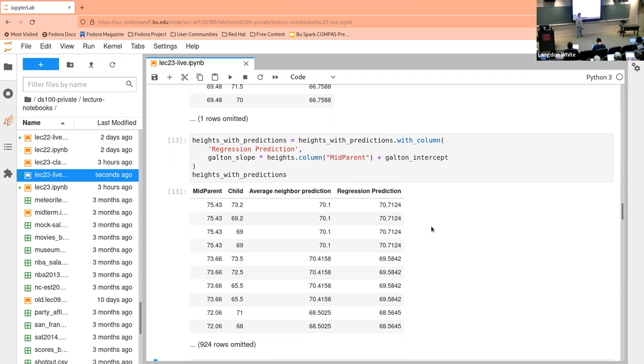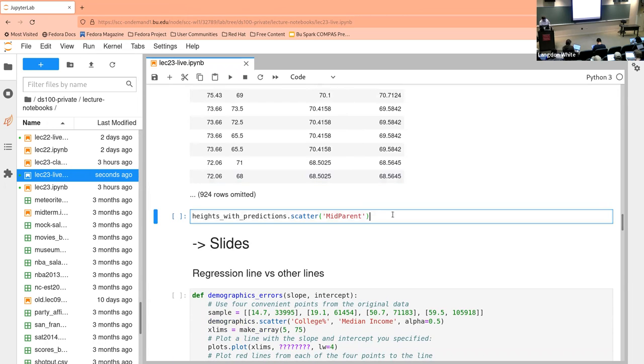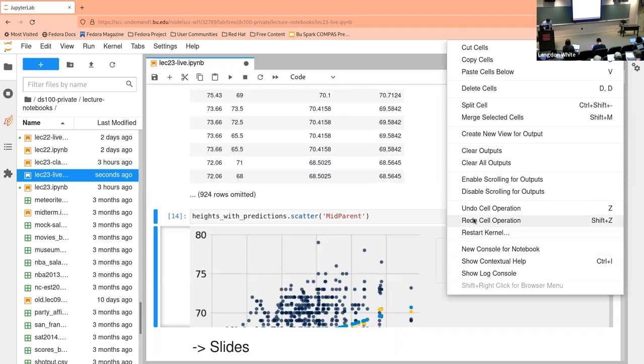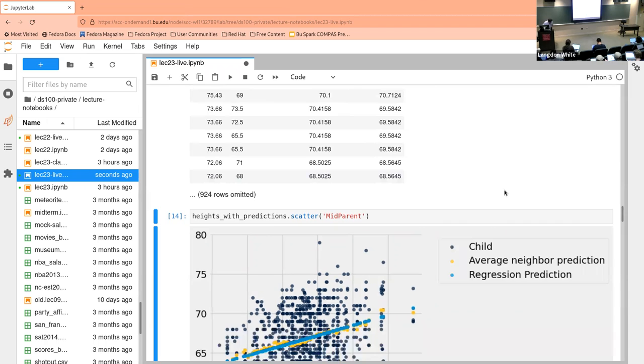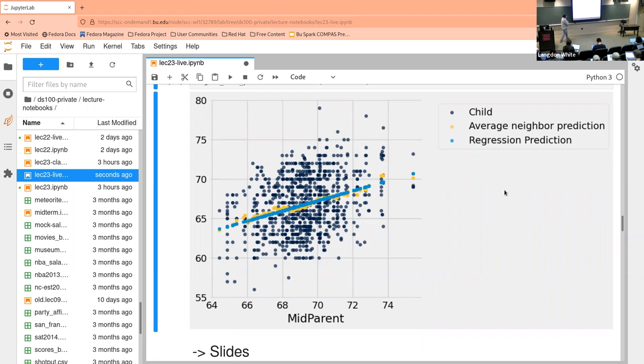And now we should have a new table that has both kinds of predictions, okay? This is using the average nearest neighbor prediction, and this is our linear regression prediction. You can see they're slightly different, which kind of makes sense. Now we can see our actual data, which is the darker blue dots. Then we have our nearest neighbor prediction, which is the yellow dots. And then we have our regression prediction. Notice it's still not a line, because we're only sampling for individual x's. There isn't necessarily a mid-parent right here, so that's why it's not showing up as a line. We could draw a line, but these are the actual predictions. They're pretty close, right?